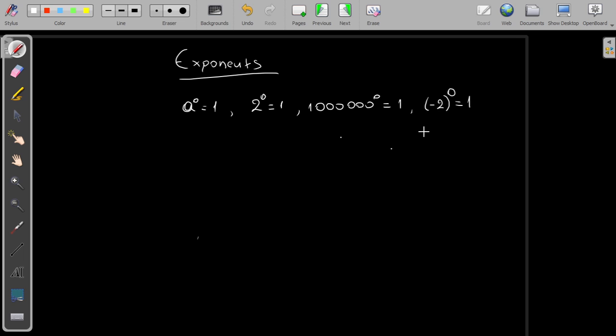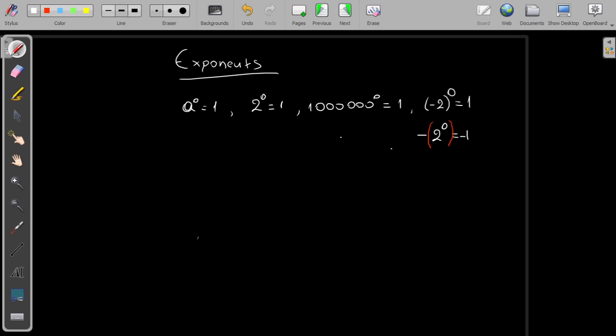But here, remember, minus 2 to the power of 0 is 1, minus 1. Why? Because here 2 to the power of 0 is the exponent, and minus is outside of this calculation. Here, minus, the sign, is under the power of 0, so that's why it's 1.